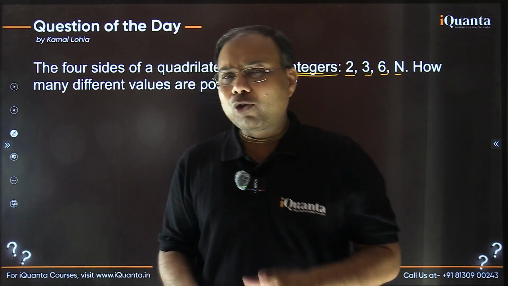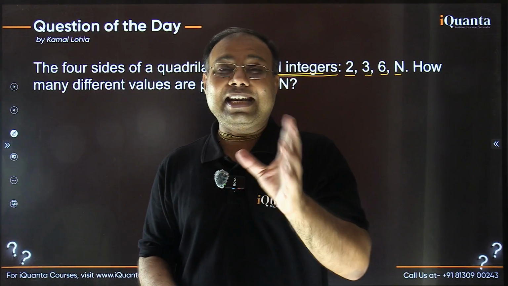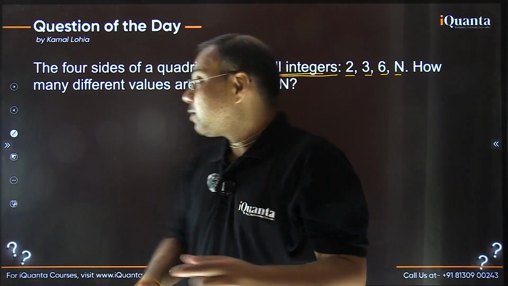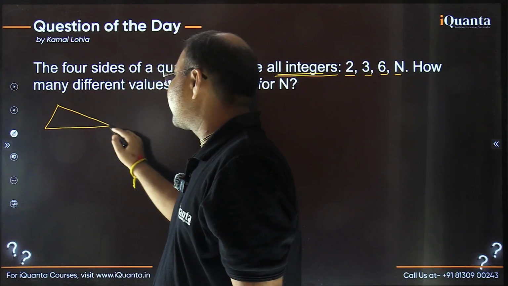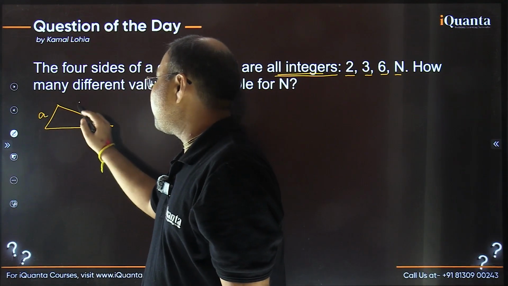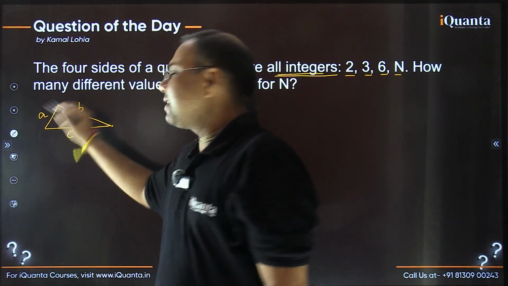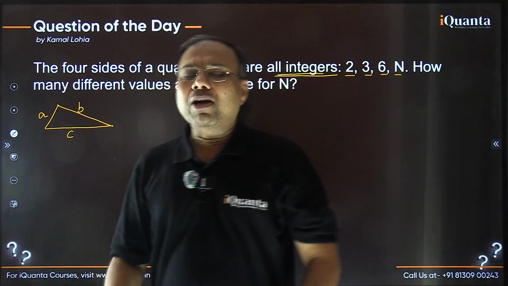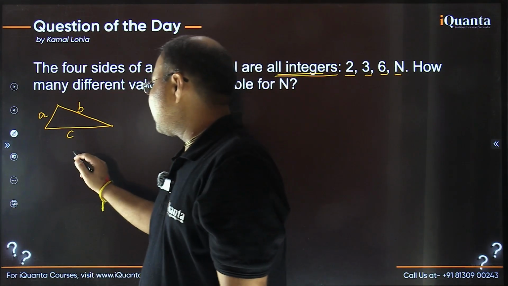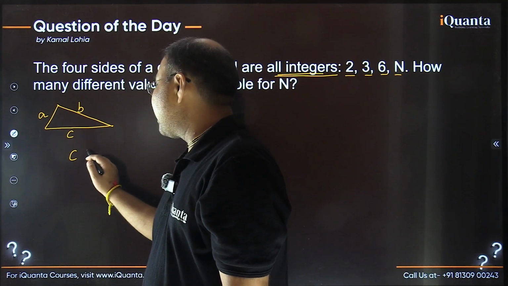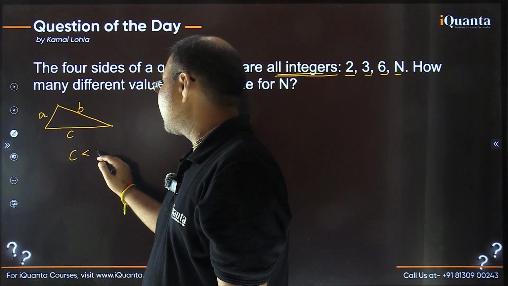I'm sure all of you are already familiar with the triangle inequality, isn't it? Yes or no? So let me recall. If we have a triangle with three sides, let's say A, B and C, I'm assuming C is the longest one. What is the relation between the three side lengths? The triangle inequality says, all of you know this, that C should be less than A plus B, isn't it?